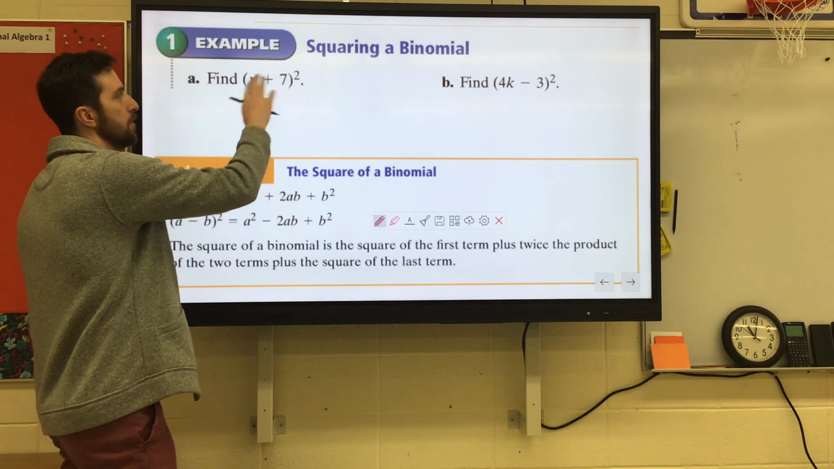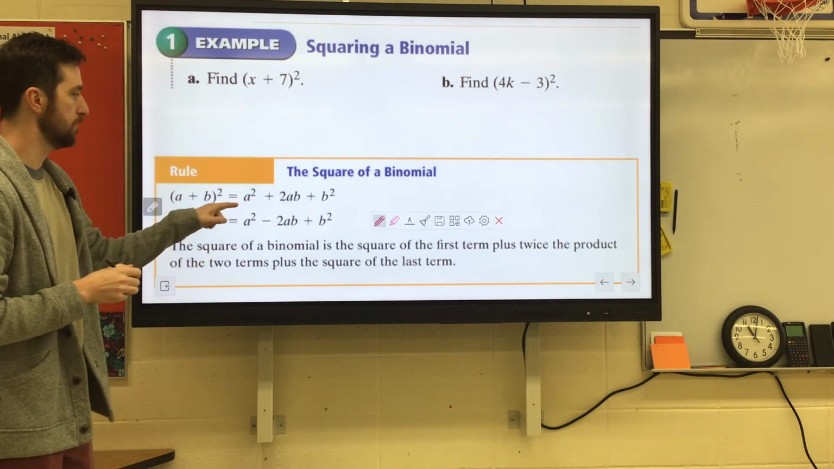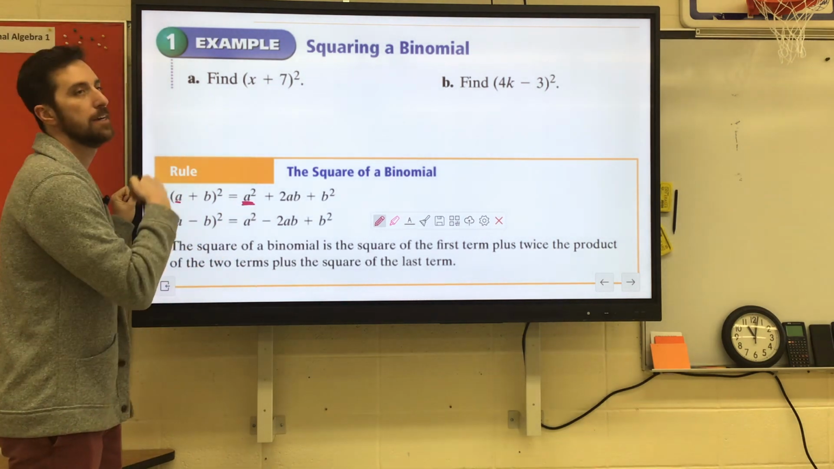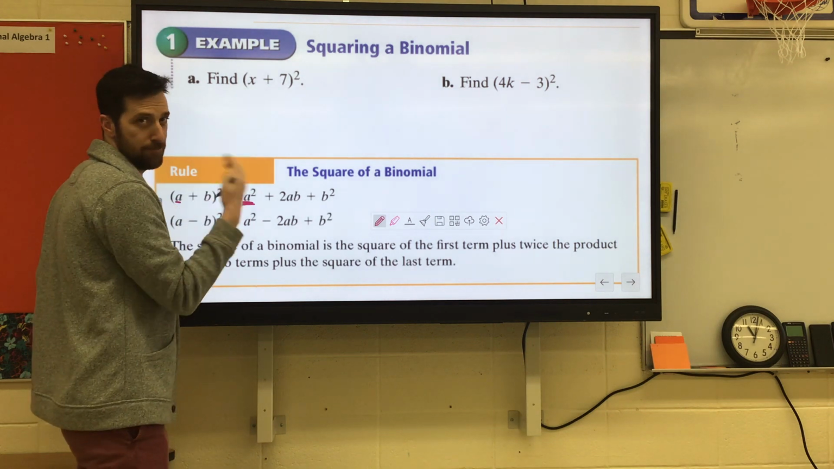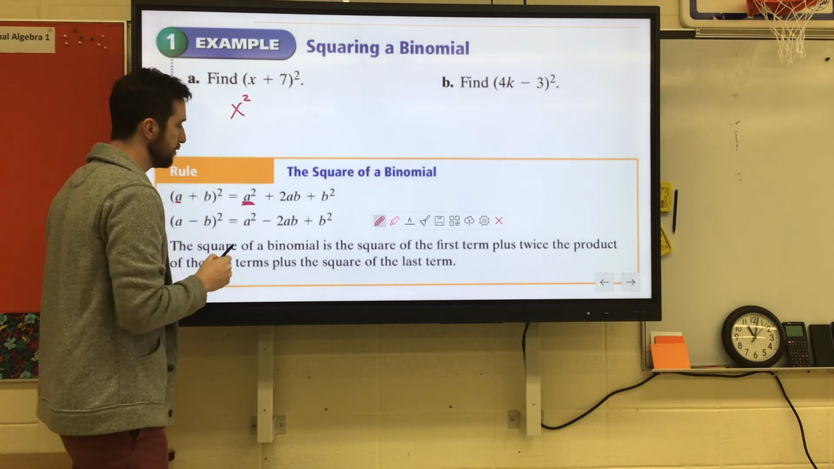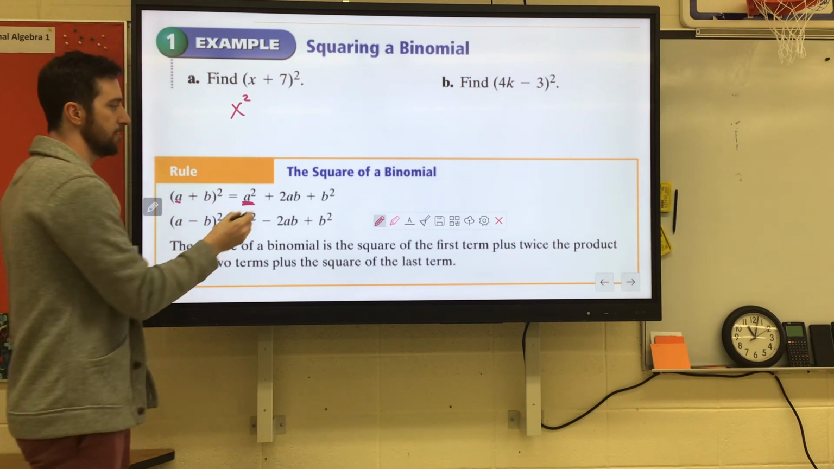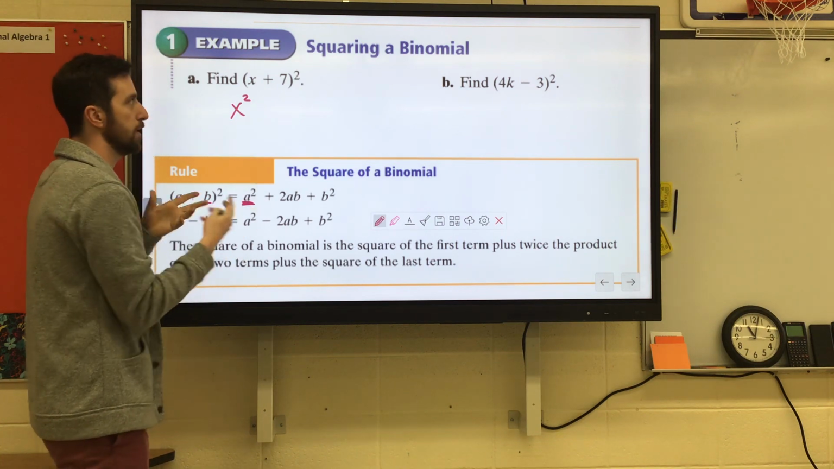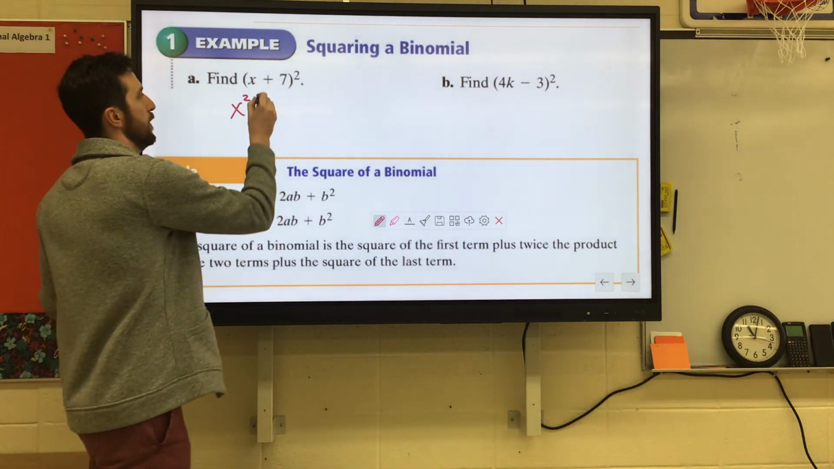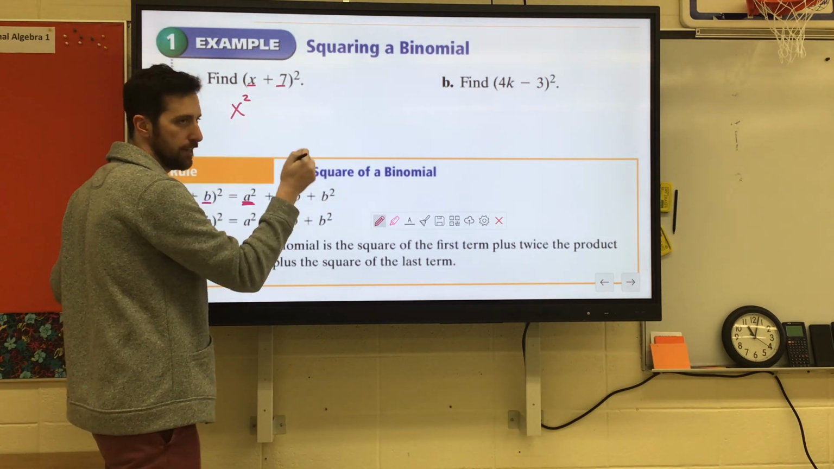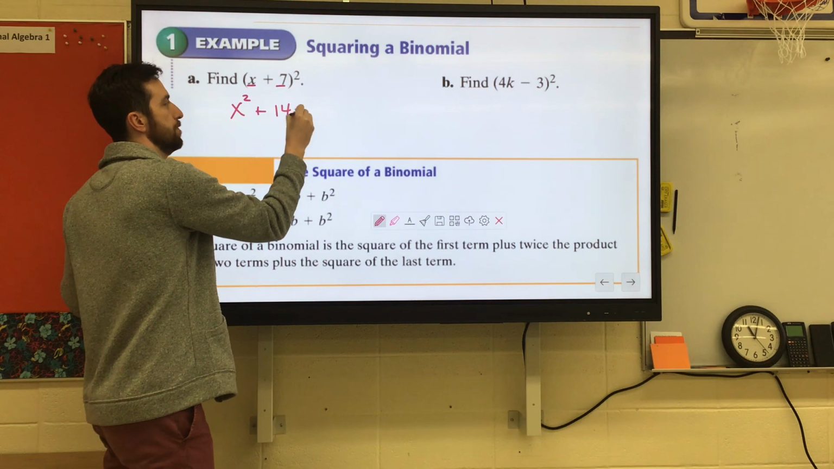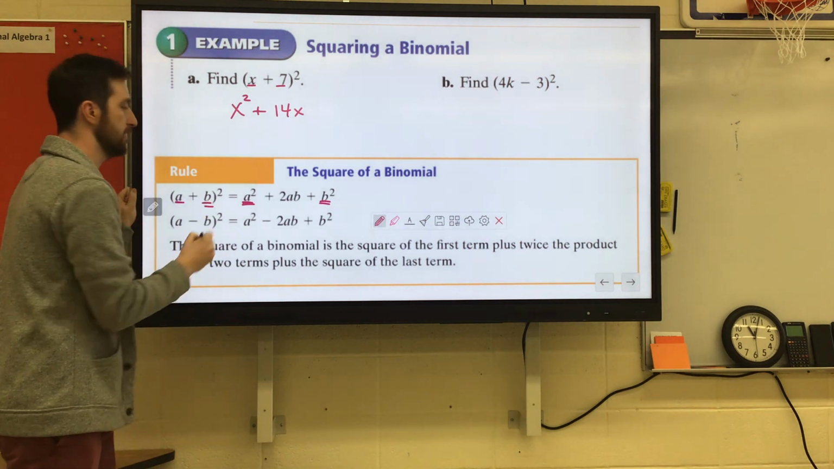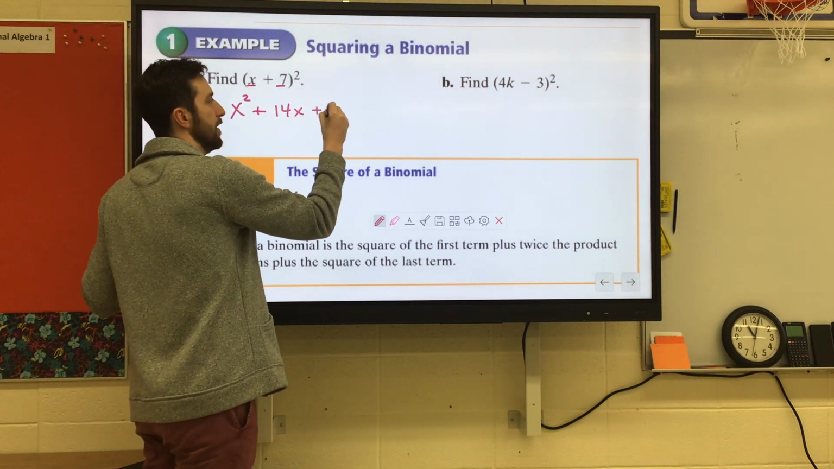So if you look, when you have a binomial squared, a plus b squared, it's going to turn into 3 terms. The first term is listed as a squared, which means your first term squared. Our first term here is x. If we square it, it's x squared. The second term says 2ab, which means 2 times the first term times the second term. So you multiply them together, and then you multiply by 2. If I did x times 7, that's 7x, times 2 is 14x. And then the last thing says plus b squared, plus our second term squared. 7 squared is 49. Now this is the final answer.